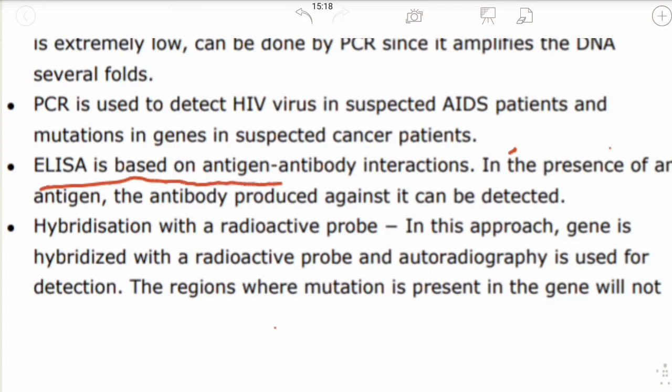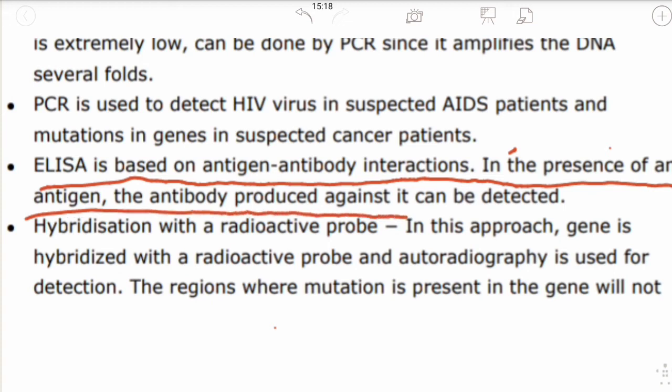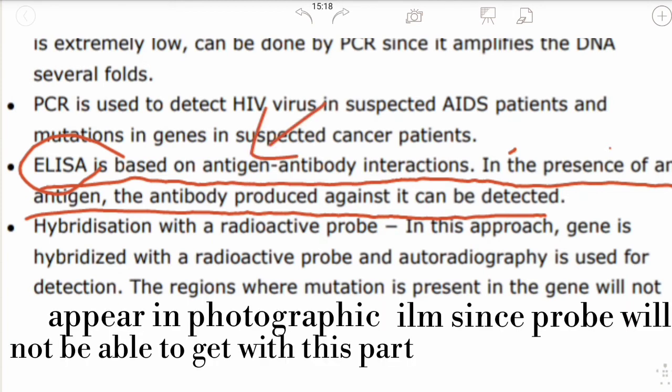ELISA is based on antigen-antibody interaction. In the presence of an antigen, the antibody produced against it can be detected. First of all, you should know the full form of ELISA. The full form of ELISA is enzyme-linked immunosorbent assay, which is a very important question. You have antibodies related to certain infectious conditions. Antibodies are the proteins that your body produces in response to harmful substances called antigens. So in the presence of an antigen, what happens? An antibody is produced which can be detected, and this is antigen-antibody interaction. ELISA is based on this concept.